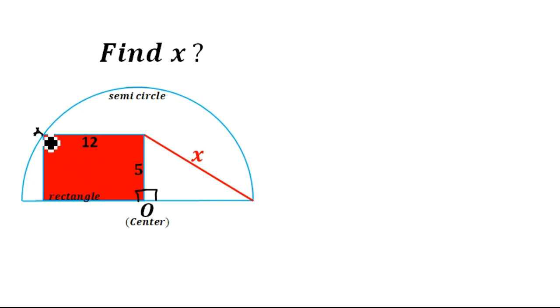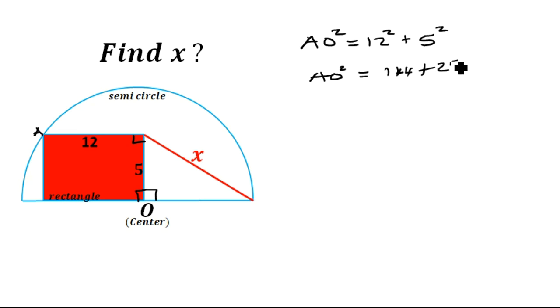We get the length OA using the Pythagorean theorem. If the angle is 90 degrees, then O to A is the hypotenuse, so we have AO squared equals 12 squared plus 5 squared. So AO squared equals 144 plus 25, which gives you 169. For you to get AO, you find the square root on both sides. So AO is the square root of 169, which gives you 13.